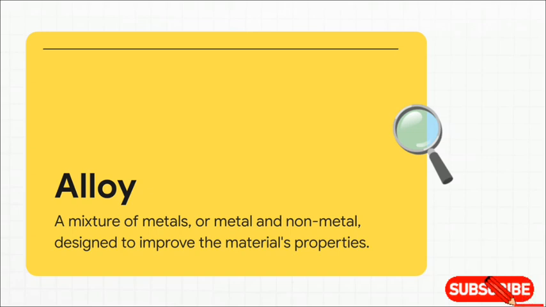Pure 24-karat gold is beautiful, but it's way too soft for a wedding ring, so we mix it with copper or silver to make a tough 18-karat alloy. Pure aluminum is super light but weak, so we mix it with magnesium and copper to create duralumin. That stuff is 5 times stronger and absolutely perfect for building airplane wings.